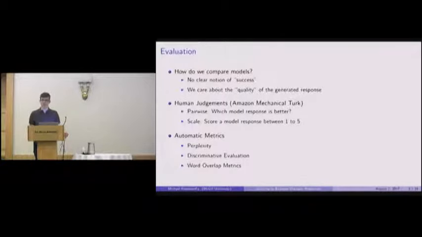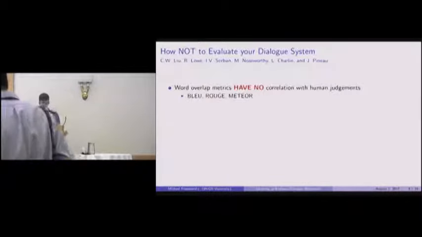So automatic metrics that have been proposed and used in this framework in the past are perplexity, discriminative evaluation, or word overlap metrics. And word overlap metrics have specifically been used frequently in the research community because we usually are working with large corpora of data, and we have these reference responses that the word overlap metrics apply to.